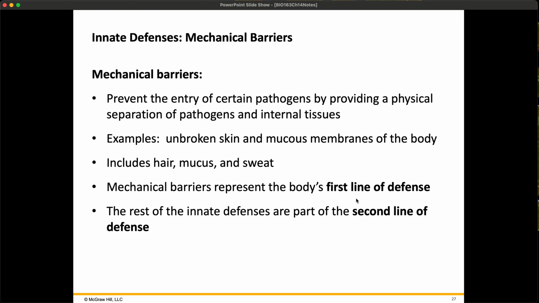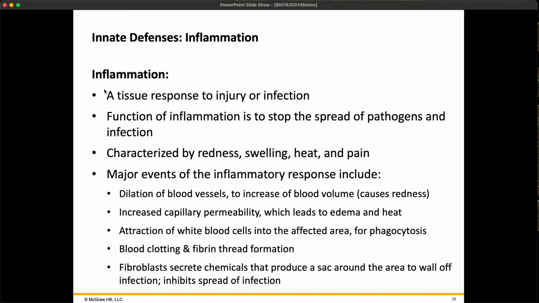Mechanical barriers, we call this the first line of defense of the body. So your mucous membranes and your skin are the first line of defense. The second line of defense is the rest of these innate defenses. Inflammation is part of that second line. Let's say something does get into your body. Well, your body's going to respond, and it can respond through inflammation. That's a localized response. Wherever your cut is, that spot starts to get red, swollen and really warm and hot. And that is actually a way to help stop the spread of pathogens.